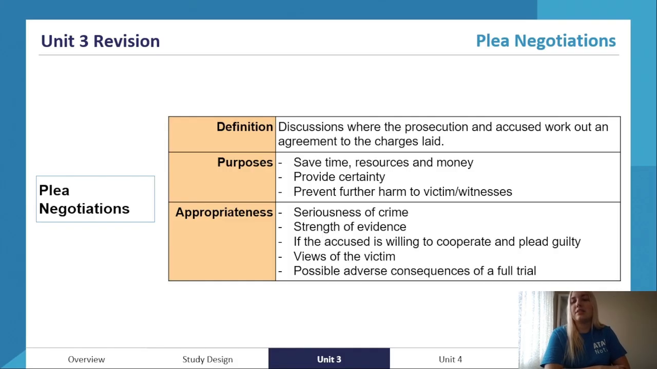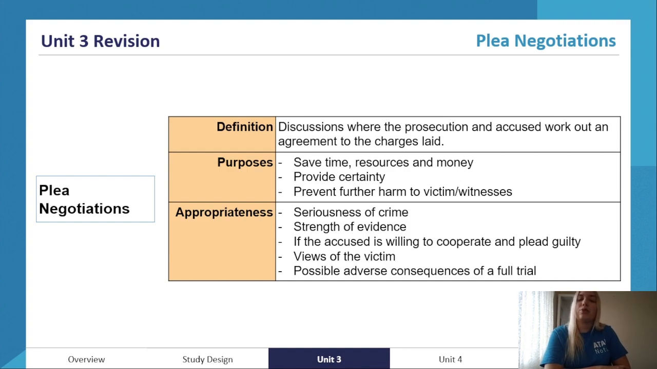The strength of evidence is another factor. The stronger the evidence we have against the accused, the more likely it is that we're just going to prove they're guilty at trial anyway. So there's no point to get them to plead guilty, because we're definitely going to be able to show that they did it and they'll get the full punishment.